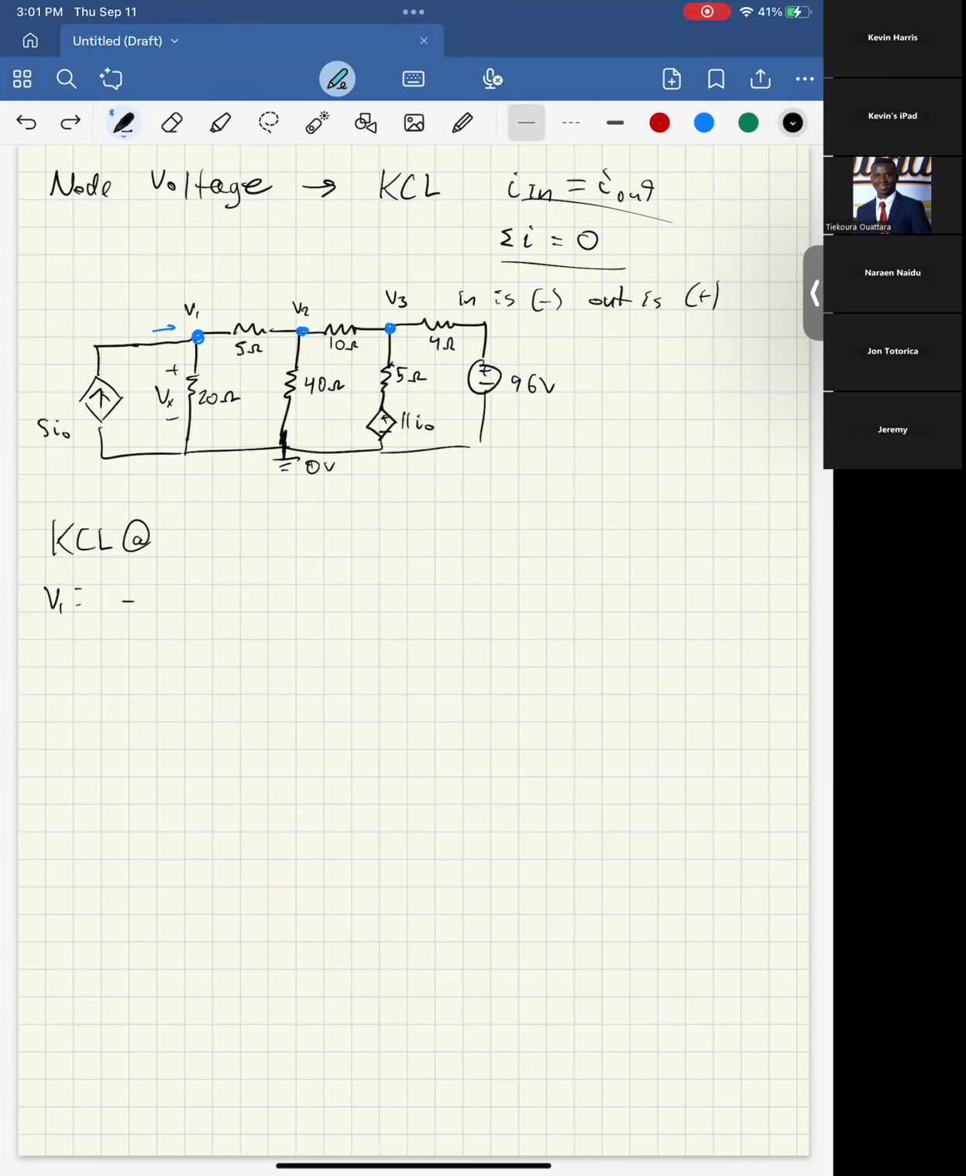Wait, where's I naught? Which one's I naught? Give me a sec. I forget in this drawing which one was defined as I naught.